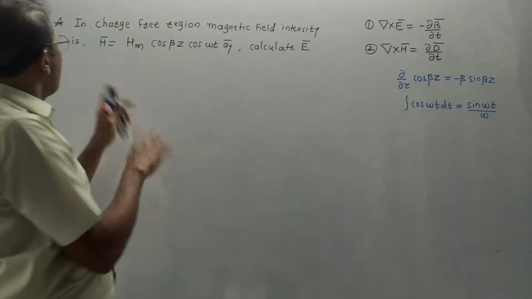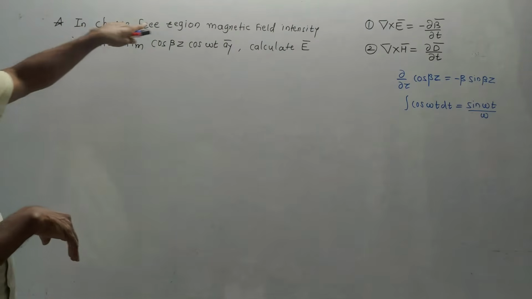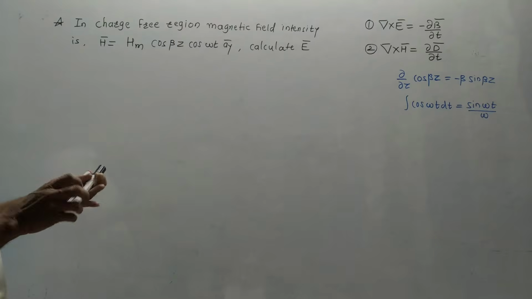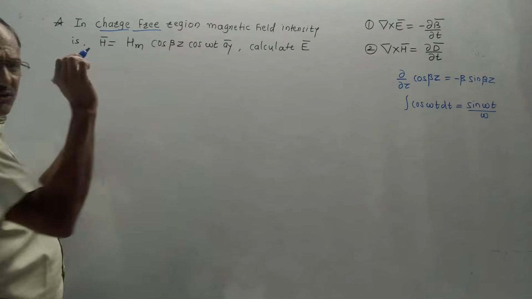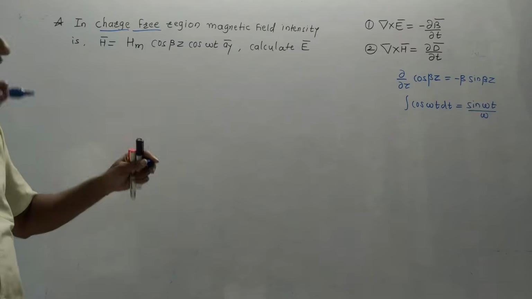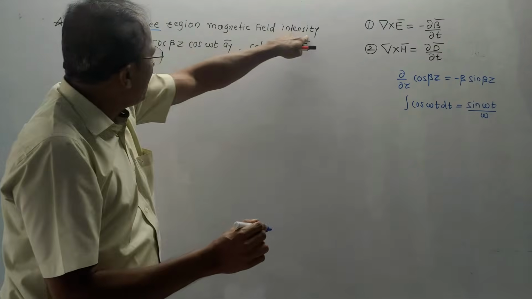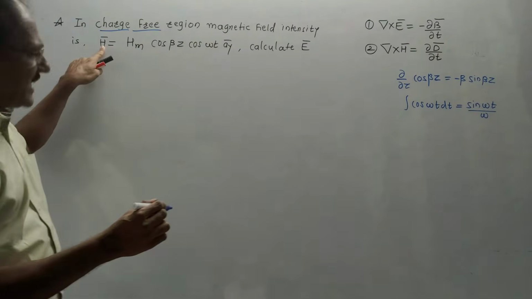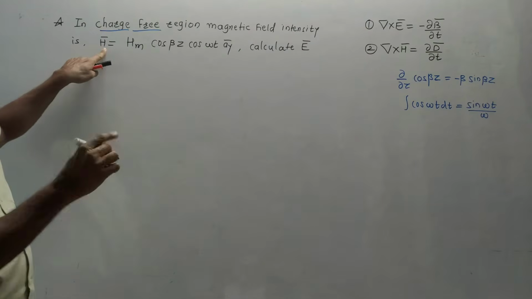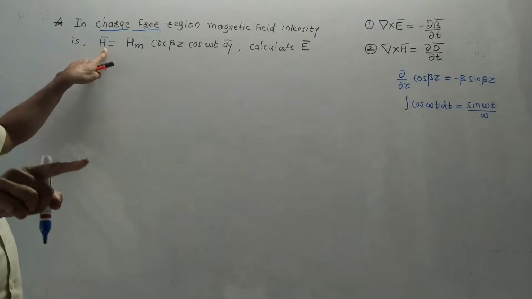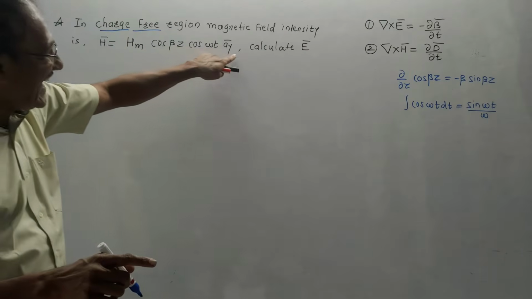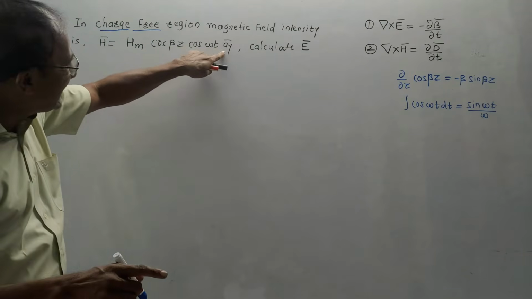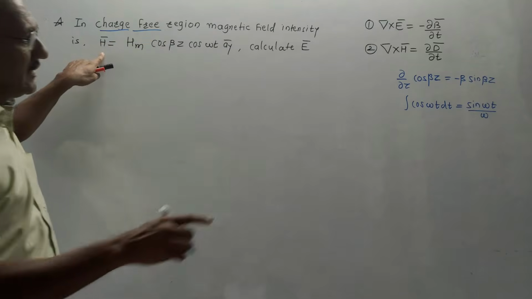Now, let us discuss one numerical. In a charge-free region, now do remember this word, charge-free means it is free space. So, a charge-free region is a free space. Magnetic field intensity is H bar. We know the notation of magnetic field intensity is H bar. It is given by Hm cos βz cos ωt ay bar. Ay bar is the direction of H bar.